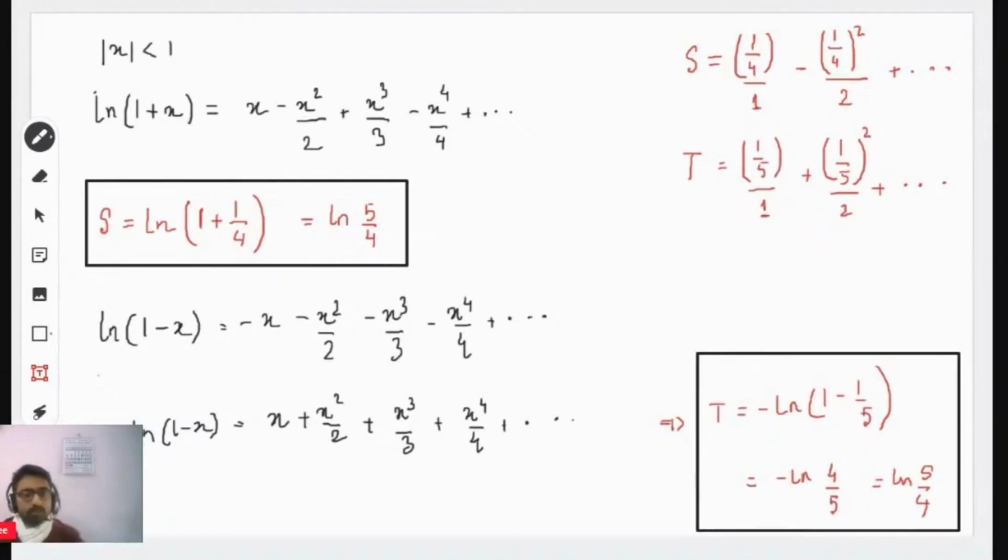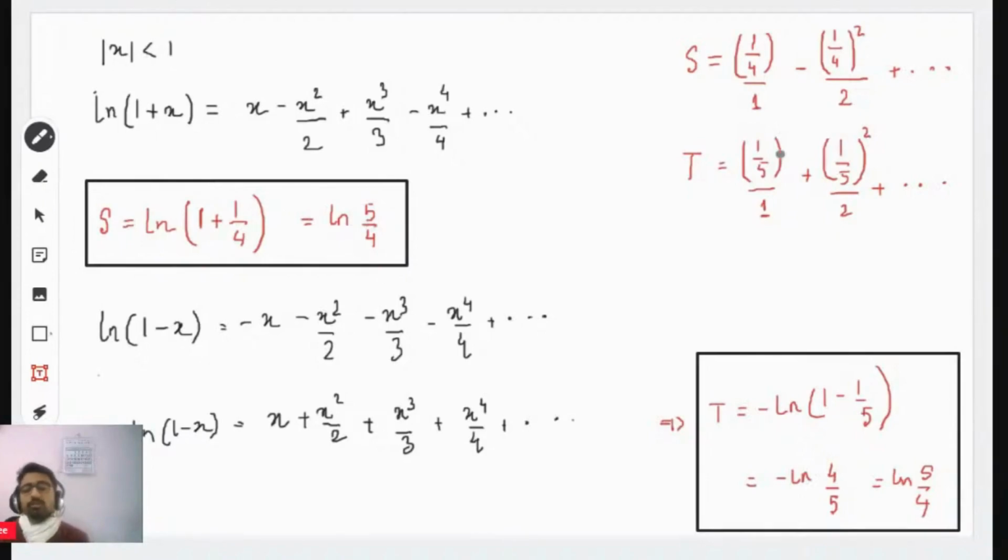And if you observe, these are very familiar algebraic looks. You can write S in terms of x equal to 1 by 4, and T in terms of x equal to 1 by 5. But observe here, it's alternately positive, negative, positive, negative, but in T it's only positive. So you can write that S is equal to log 1 plus 1 by 4. Remember, mod x is less than 1, which is satisfied here. So it's log 5 by 4.